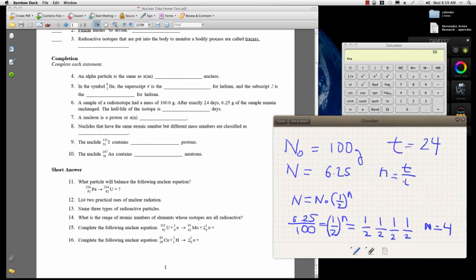The second equation that I gave you is n is equal to t over t 1/2, where t is the time expired and t 1/2 is the half-life, which is what we're trying to solve here. Rearranging this expression algebraically, we get t 1/2 is equal to the time expired divided by n, which in this case works out to be 24 divided by 4, which is equal to 8. And I believe in this case it's 8 days. That's how problem number 6 is done.